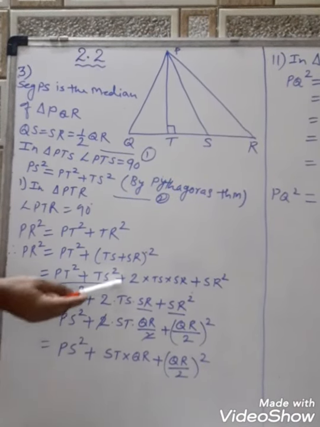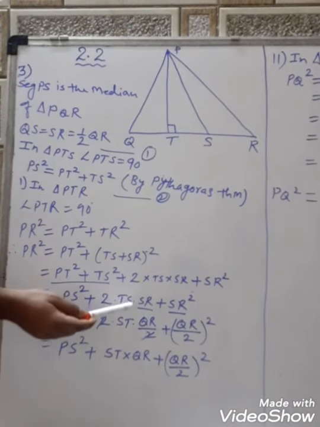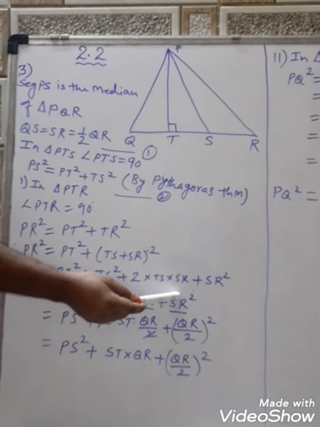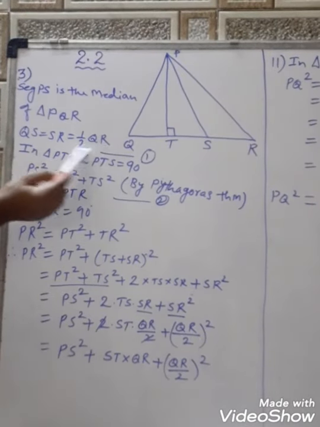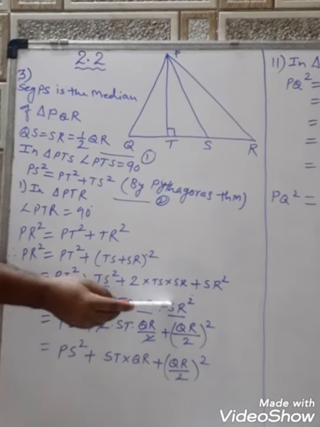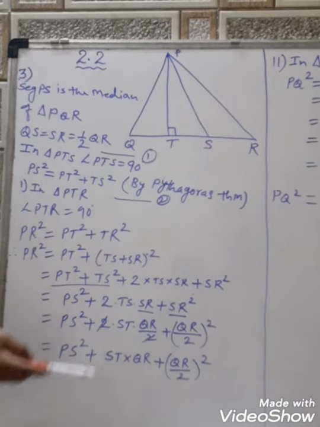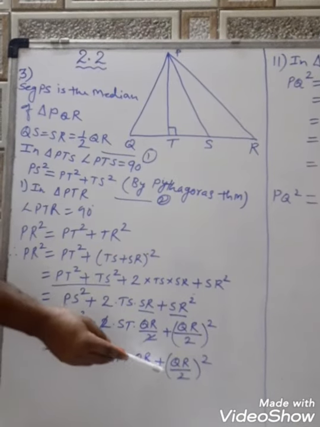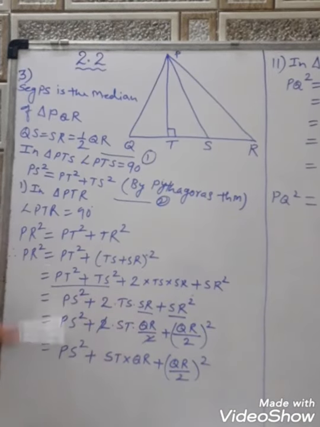So in place of this, we write down PS square plus 2 times TS into SR plus SR the whole square. Now this SR is half of QR. So in place of SR, we write down half of QR. Here also we write down half of QR. So this 2 and 2 cancel. You get PS square plus ST into QR plus QR is half of the whole square. This part you have to prove.